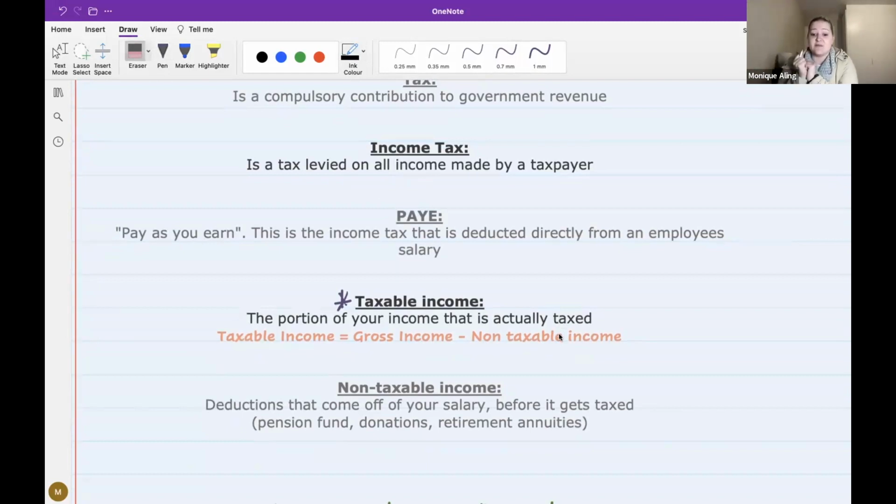The next one is, what are our non-taxable incomes? These are deductions that come off our salary before it gets taxed. So this includes pension fund, donations, and retirement annuities. Okay, so if we need to work out someone's taxable income, the amount they get taxed on, we take their gross salary, we minus any pension contributions, any RA, which is retirement annuity contributions, or any donations. Those three things specifically. Okay, not just any deductions.